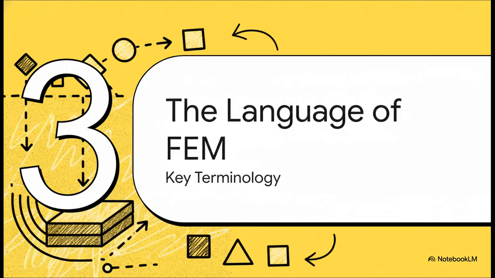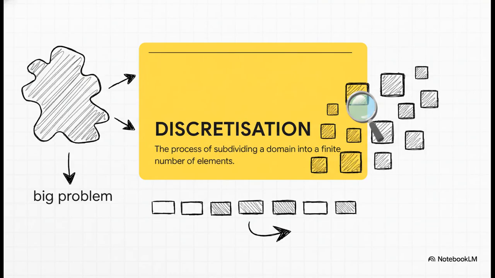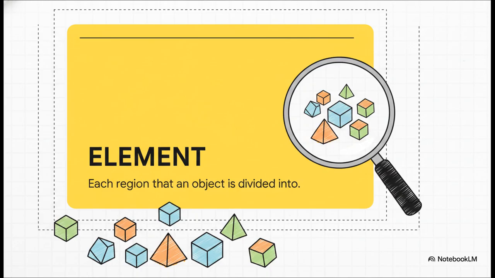All right, so now that you get the big idea, let's learn the official language. Don't worry, every one of these fancy-sounding terms maps directly back to our simple curve and rectangles example. It's easier than it sounds. First up, discretization. Okay, it sounds technical, I know, but it's just the fancy name for the process we just did. Breaking down a big, complex problem into a finite number of small, simple pieces. It's literally just the act of drawing the rectangles. And what do you call those pieces? Well, each one is called an element. In our analogy, every single one of those little rectangles is one element.